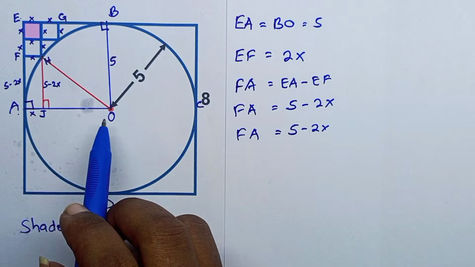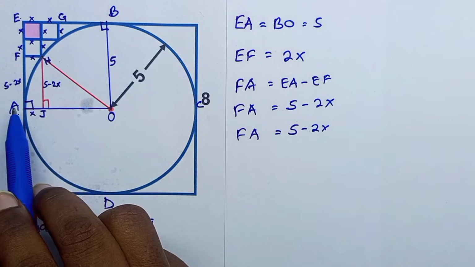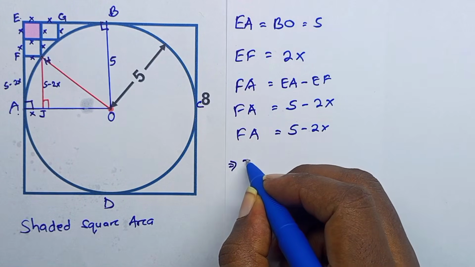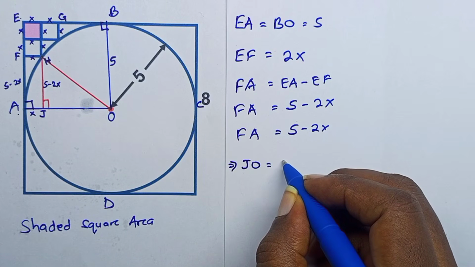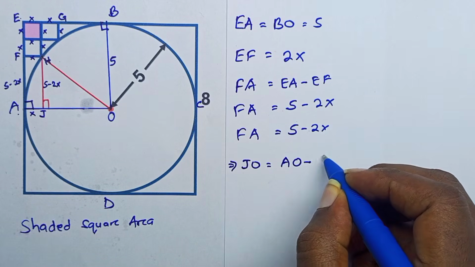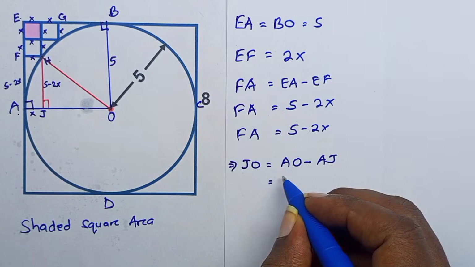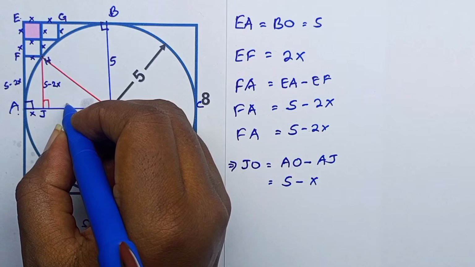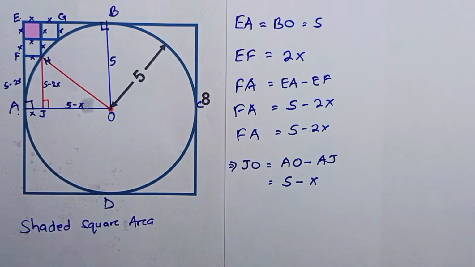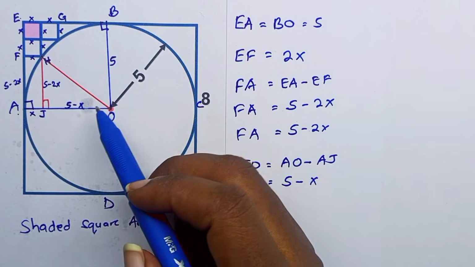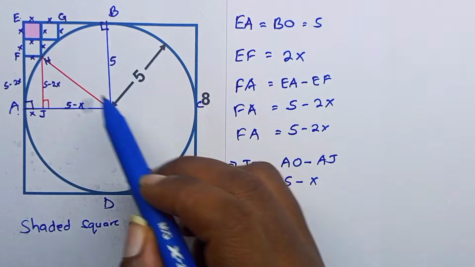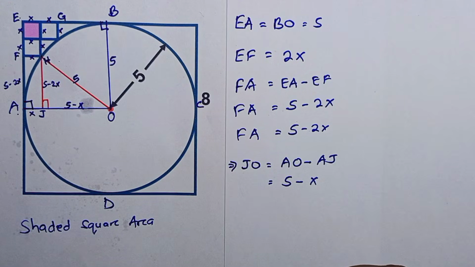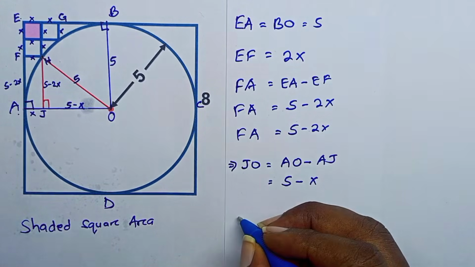But remember, we know that AO is a radius of the circle, which is 5. So if AO is 5 and AJ is x, this implies that JO is equal to AO minus AJ, which is 5 minus x. Therefore, JO here is 5 minus x. Also, HO is a radius of the circle, and we know that the radius is 5. So HO is 5.